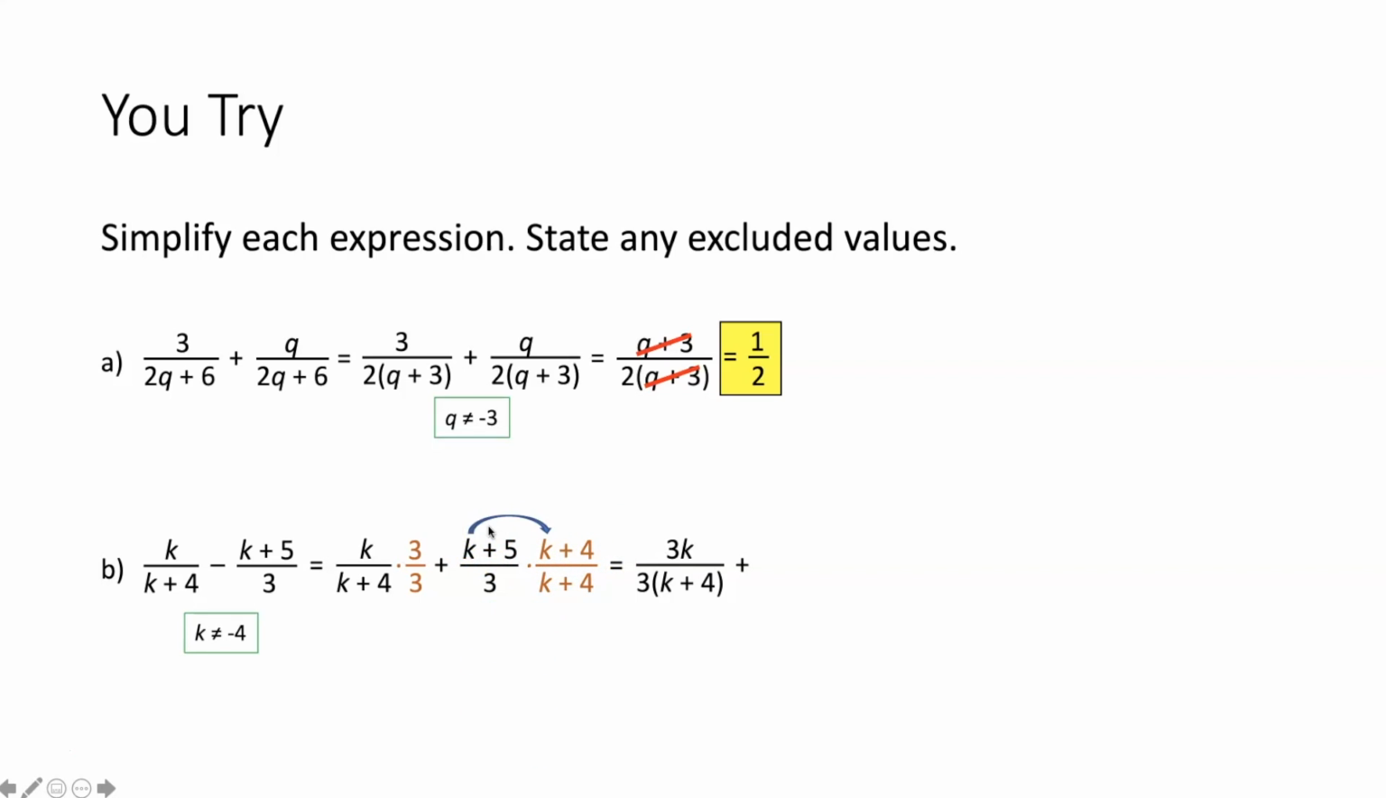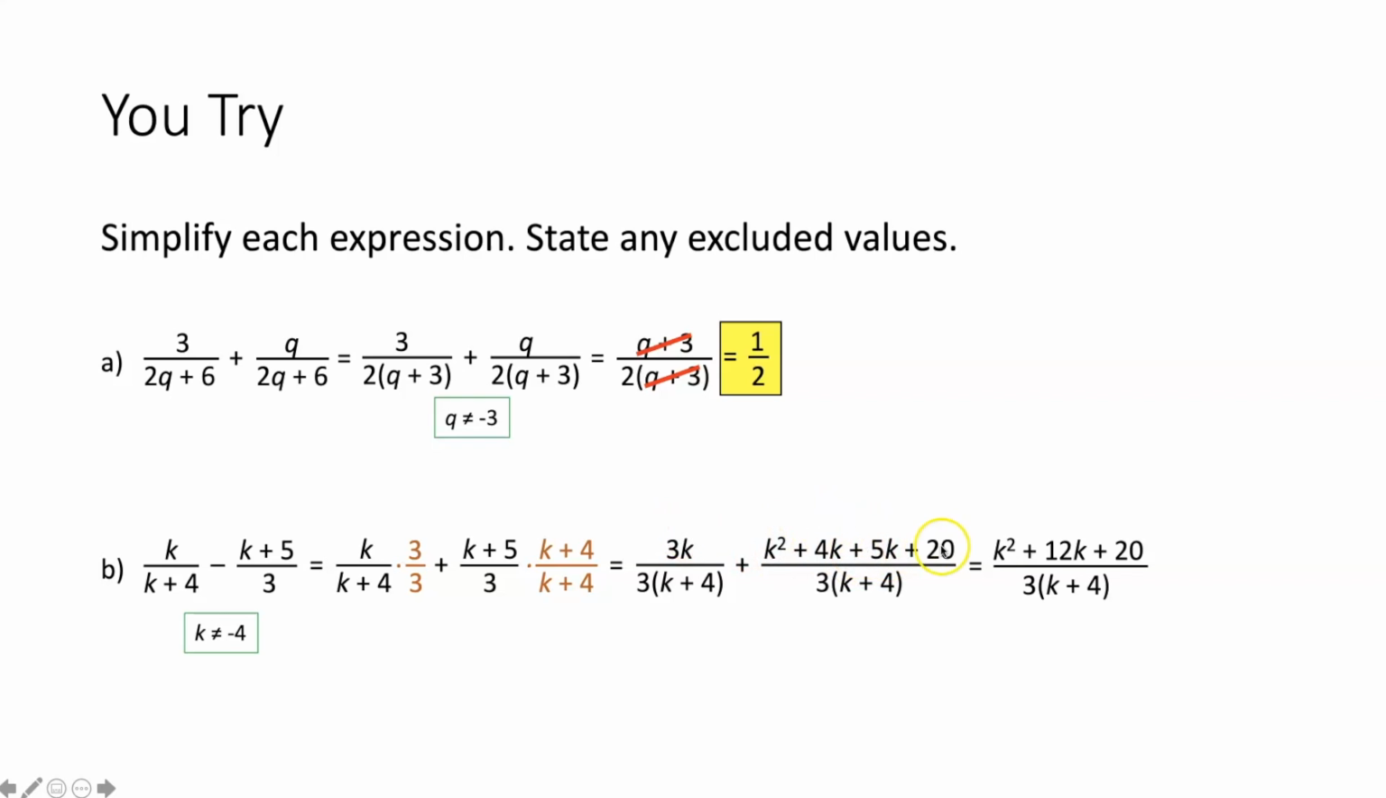So I'm going to multiply k times k, I get k squared. I'm going to multiply k times 4, I get 4k. I'm going to multiply 5 times k, I get 5k. I'm going to multiply 5 times 4, I get 20. Now that I've multiplied all that out, I see that each of these fractions now has a common denominator, so I can move on to step 4, where I add our numerators together.